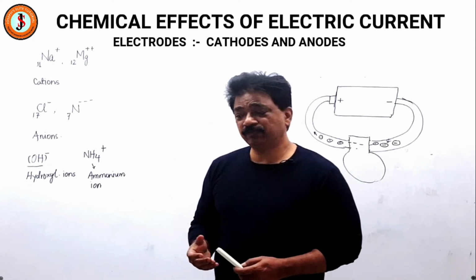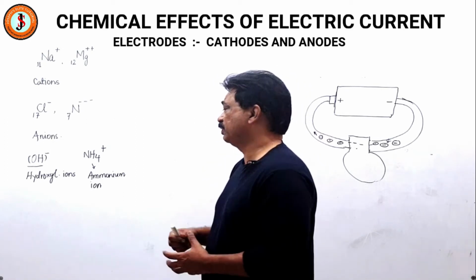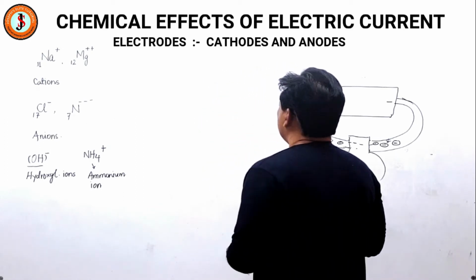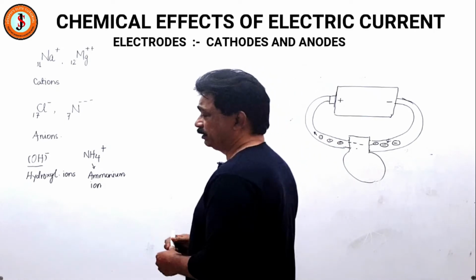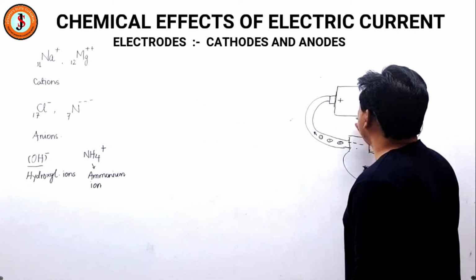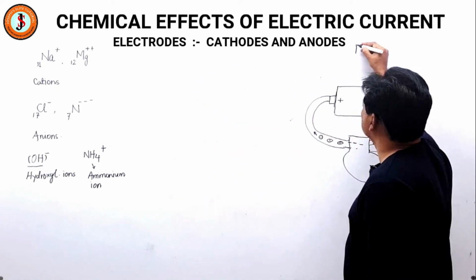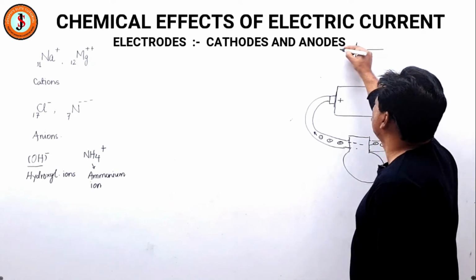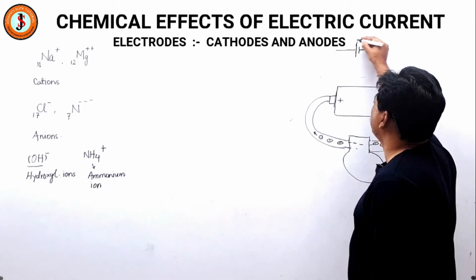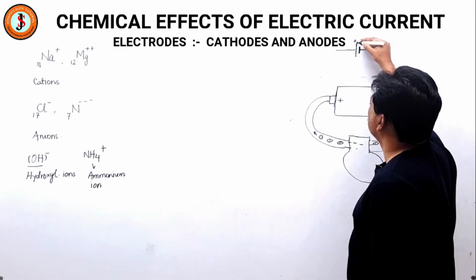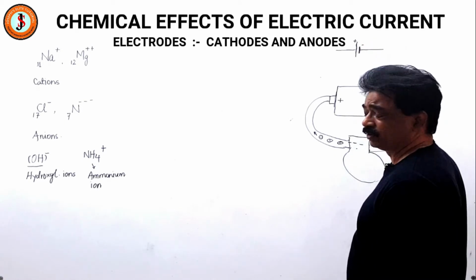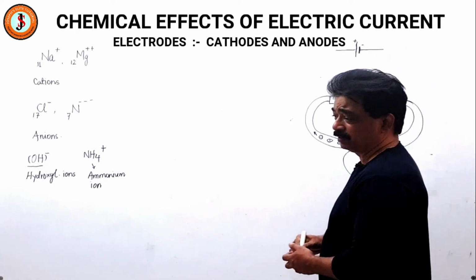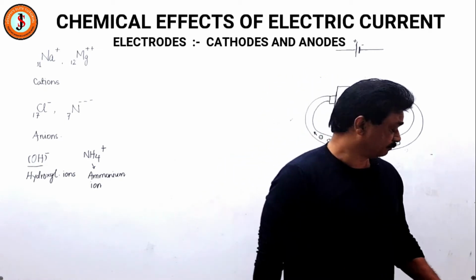Secondly, when we are talking about the chemical effect of electric current, we should understand that a battery is symbolically always shown like this: the plus one, a larger one, and the minus terminal. So this is the symbol of a battery. This is plus and this is minus. Always shorter and thicker is minus, and longer and thinner is plus. So now I'll use this plus and minus to show the cell.